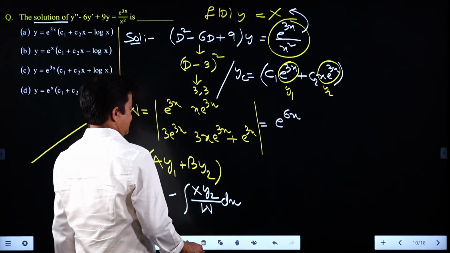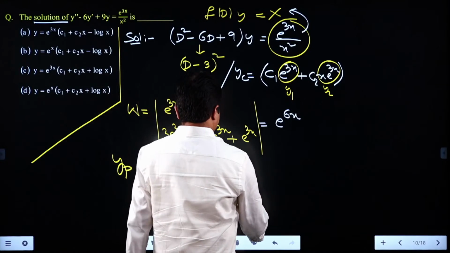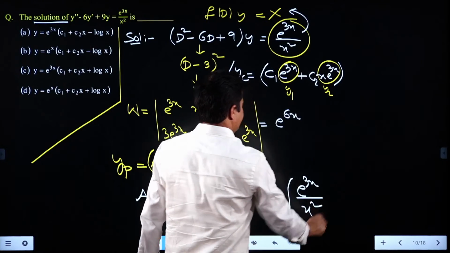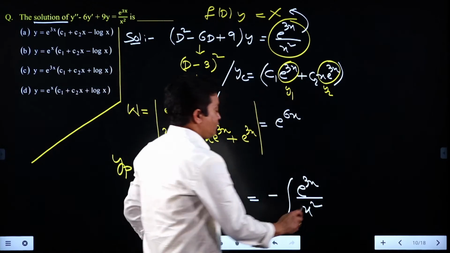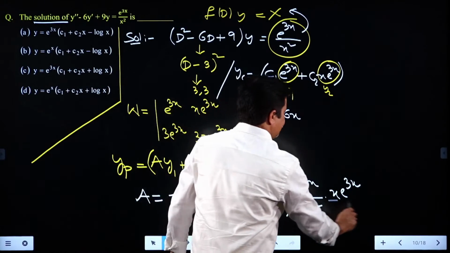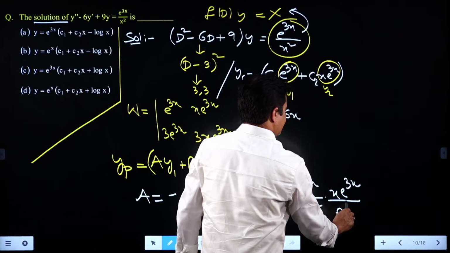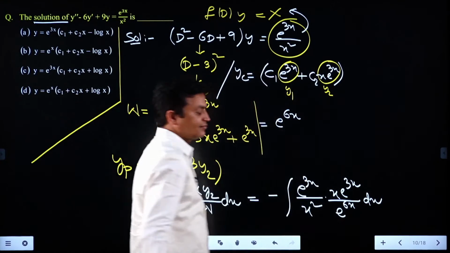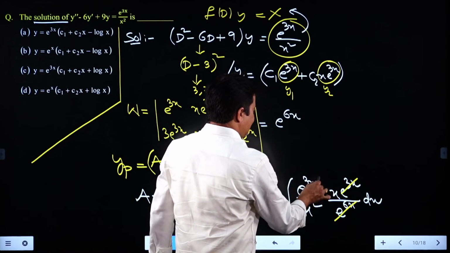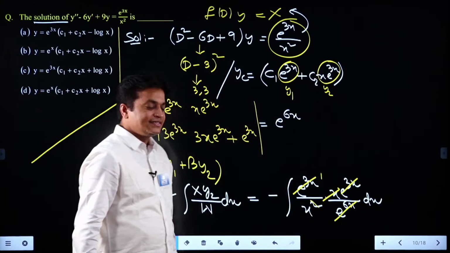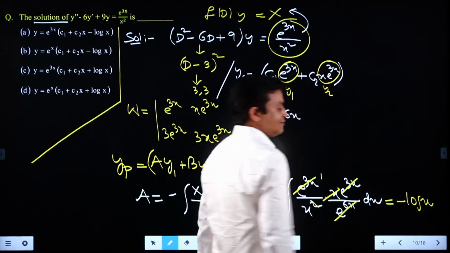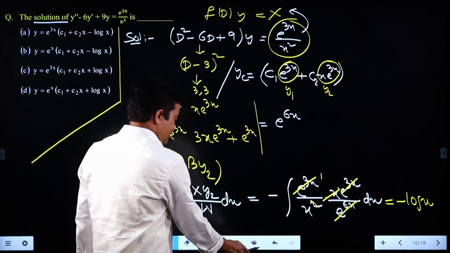So here our x, the right side, is e power 3x by x square. y2 means x e power 3x. By w means e power 6x. This e power 6x cancels, and x cancels. Simply 1 by x dx means log x. Fine. Then the b part.